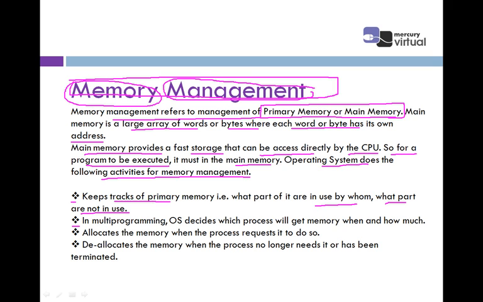The next point is that in multi-programming, the OS, that is the operating system, decides which process will get memory, when and how much. Multi-programming is a main concept. As the name suggests, multi means more than one. Program means any process in execution. So multi-programming means more than one program is executed at the same time. It is the responsibility of the OS at that time to decide which process, which program, will get memory, at what time, and how much memory is required for that process. This is the main responsibility of the OS. As this line says, in multi-programming, the OS decides which process will get memory, when and how much.